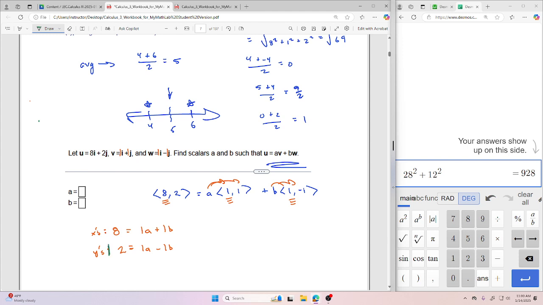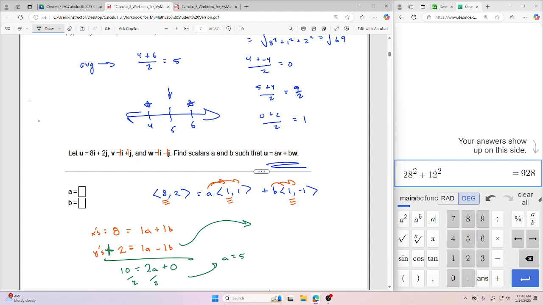So if we do a big old plus sign right there, boom, we get 10 is equal to 2a, and then plus 0, essentially. Perfect. I love that. Divide by 2, and we got a is equal to 5. That was super fast. And then I could plug that back in. I want this guy. So 2 is equal to 5 minus b. And I'm going to move the b over, move the 2 over. 5 minus 2, b is equal to 3. So there's the two answers from that.